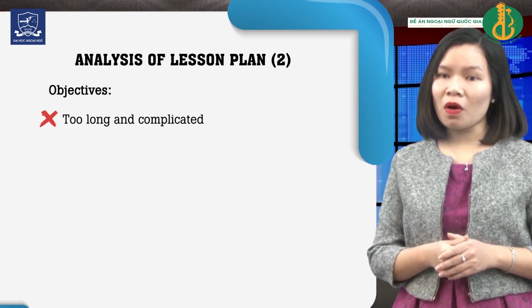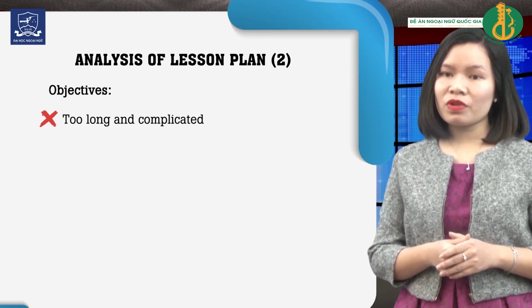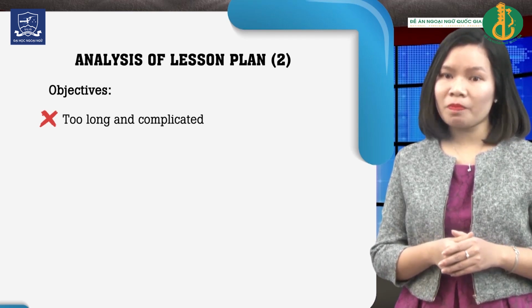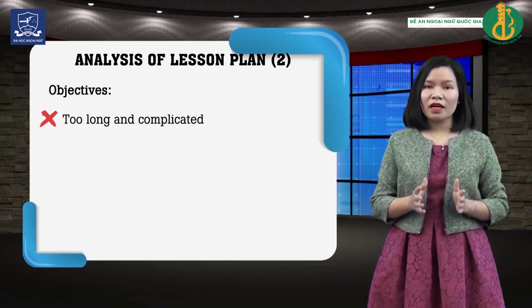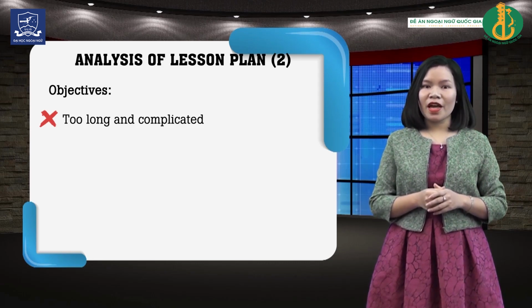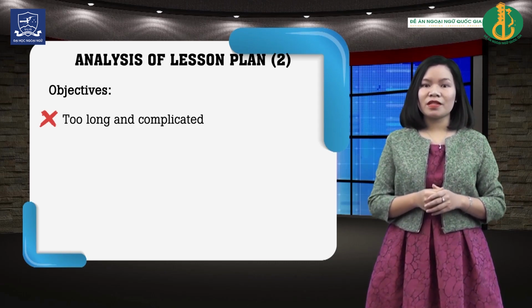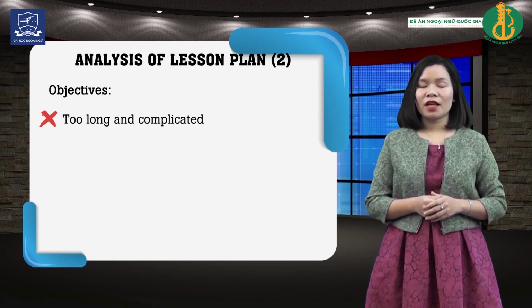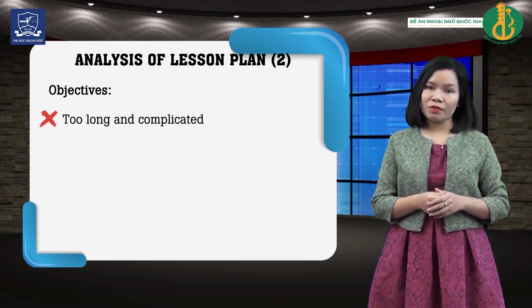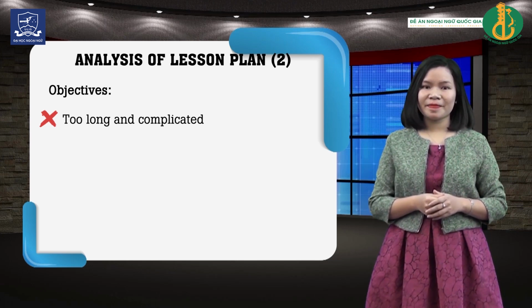Actually, there are 2 smaller objectives here. One relates to reading skills and the other relates to topical vocabulary. For the second objective, it is not necessary to specify every single new word that the students have to learn. Remember, one characteristic of a well-defined objective is clarity and conciseness.